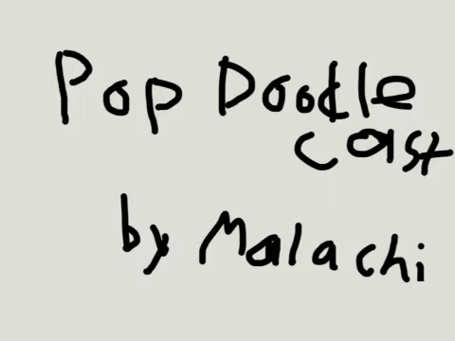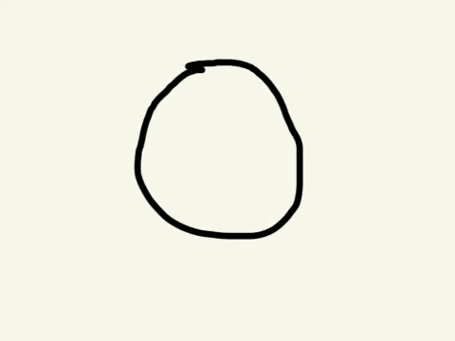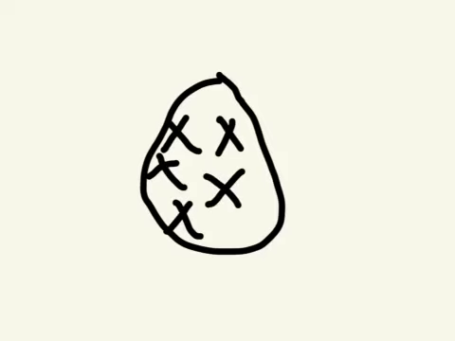Pop Quiz Doodlecast. What is mitosis, you may ask? Mitosis is when there's a cell, and this is known as interphase. Then the chromosomes come out and scatter around the cell, which is a process known as prophase.